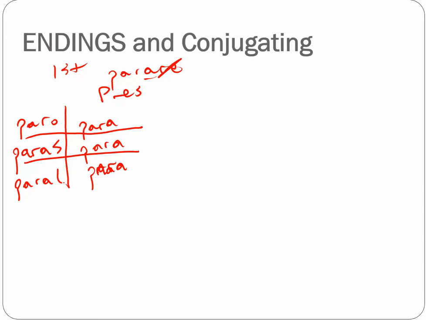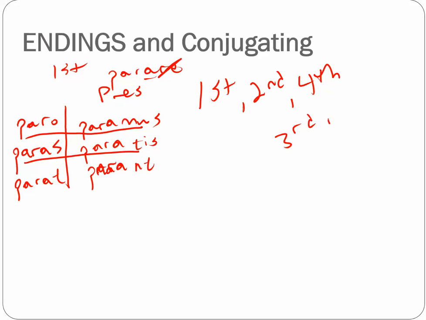And it's O, S, T, MUS, TIS, and NT. Present tense, right? So that works for first, second, and fourth conjugations. But third is weird. So third and third IO are strange.